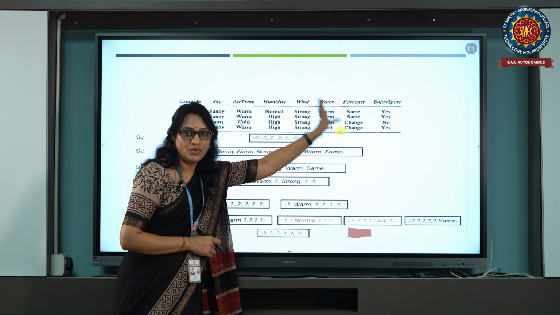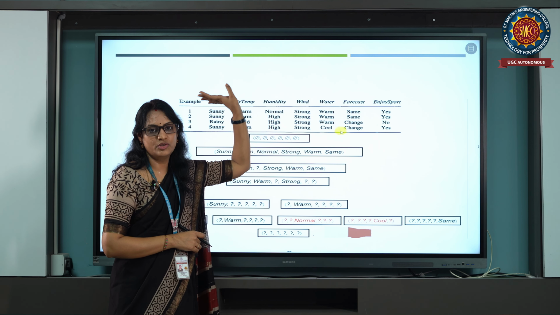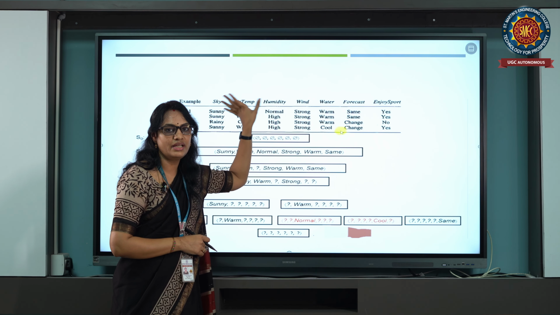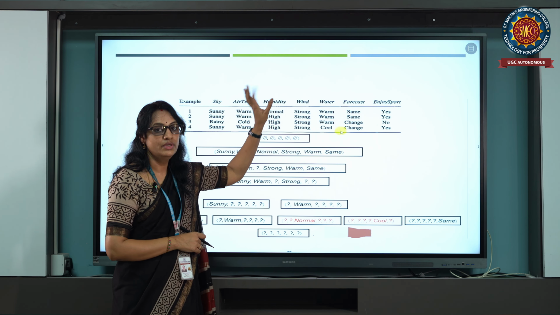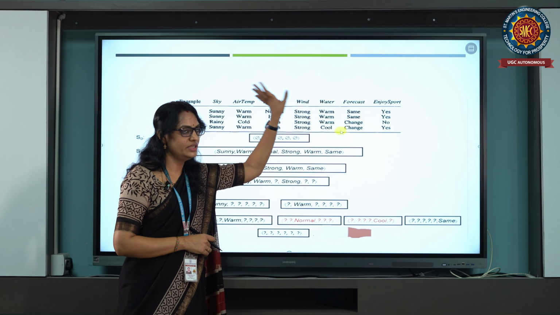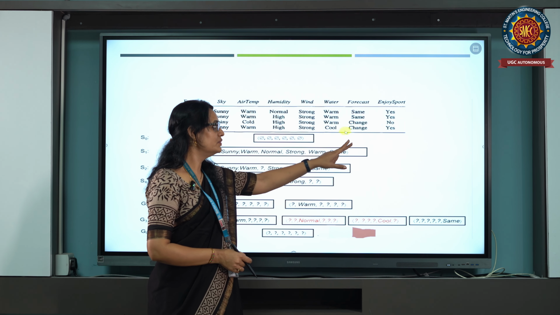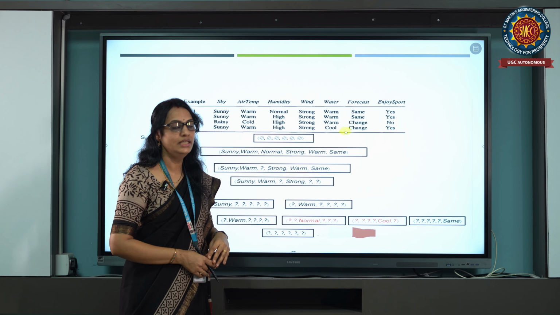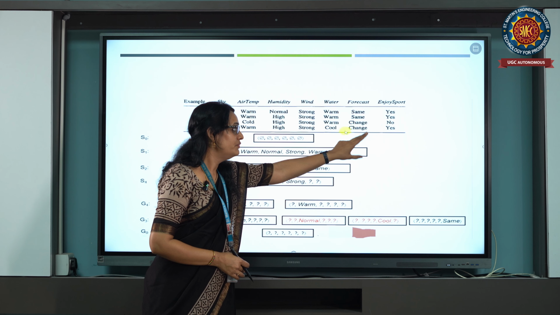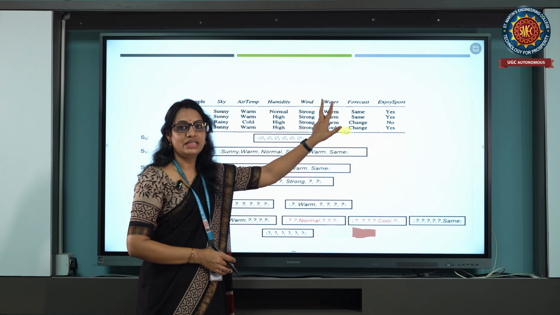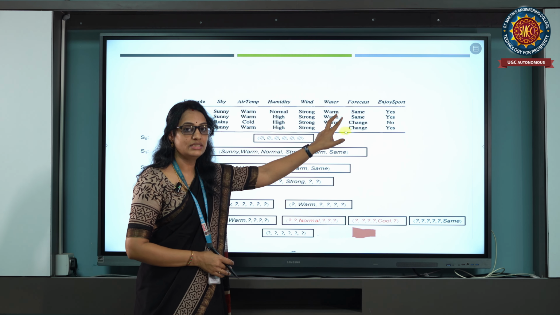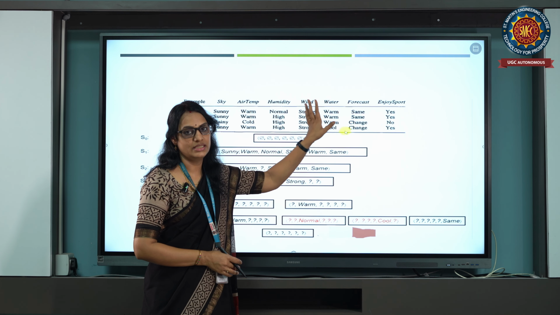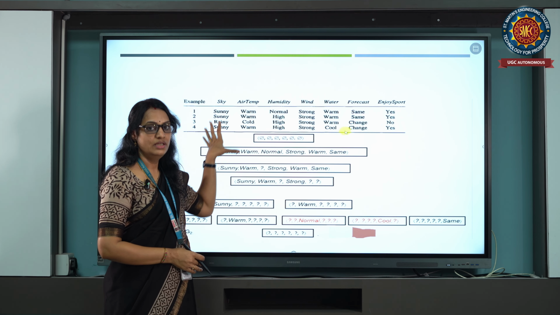Don't think that enjoy sport is also an attribute. It is an output. It is telling whether the given training examples are positive or negative. Don't consider it as a seventh attribute. So we are not using a seventh attribute here. It is not an attribute, it is an output actually. So here it is showing that we have three positive examples and one negative example in the given enjoy sport data.